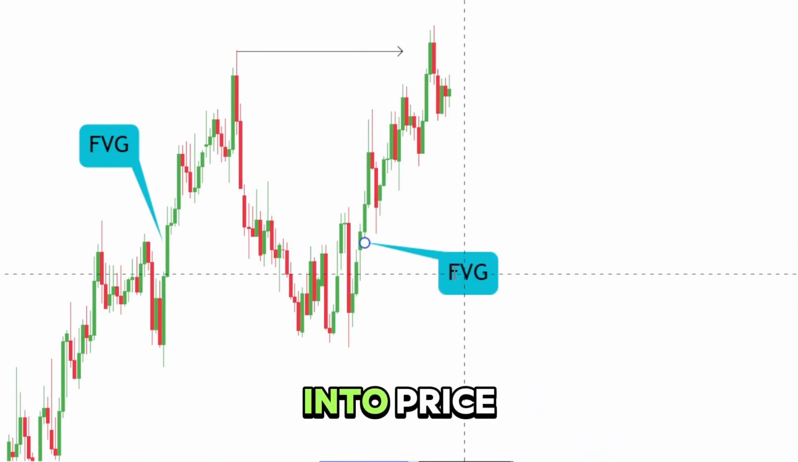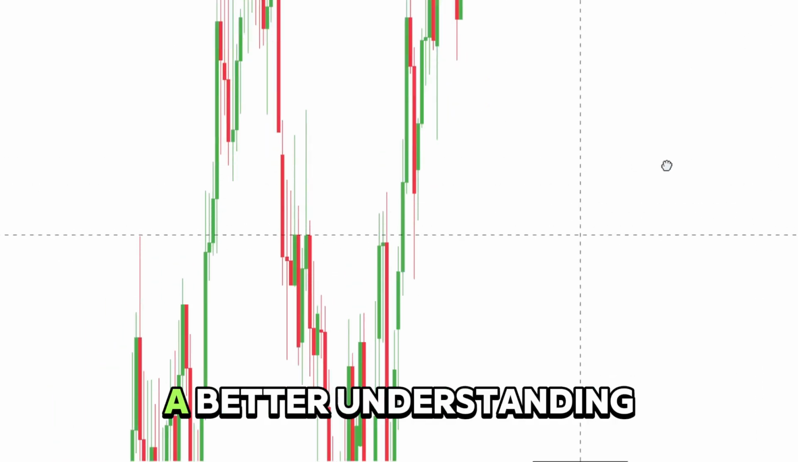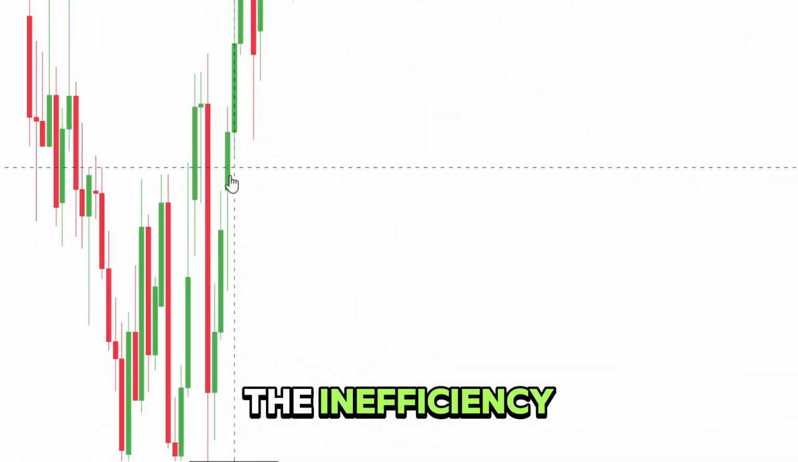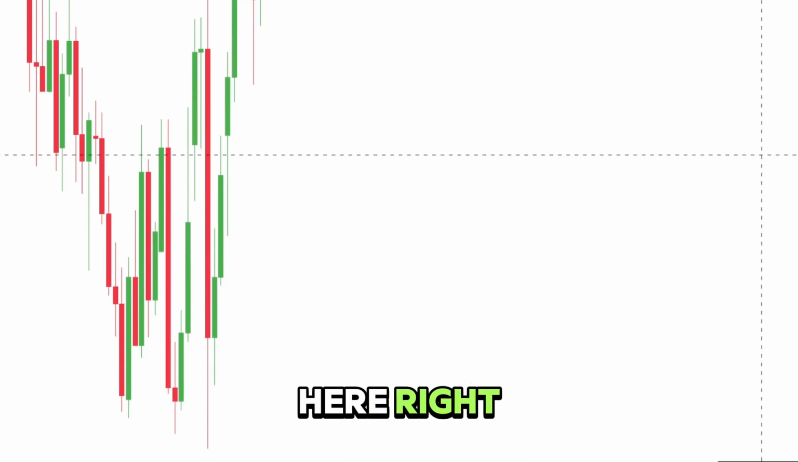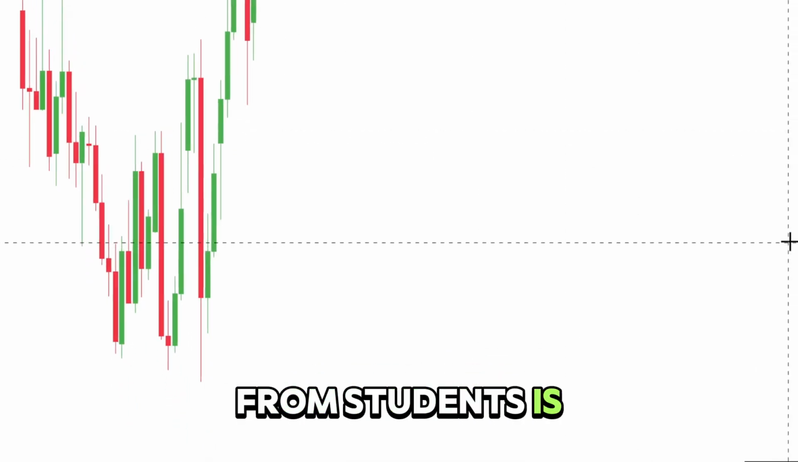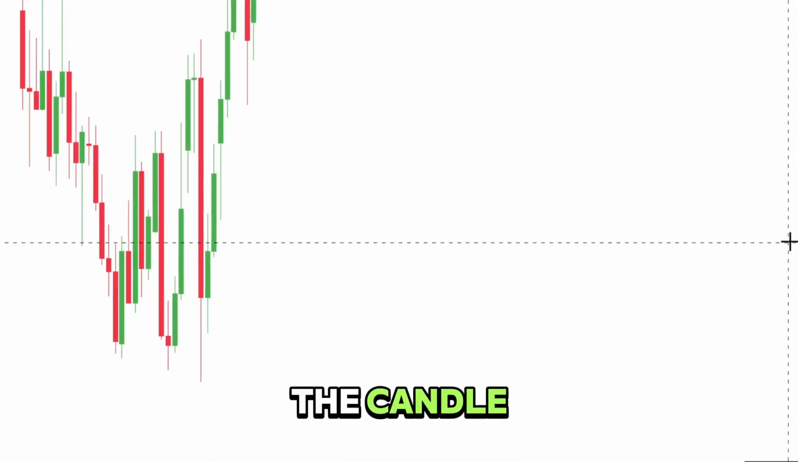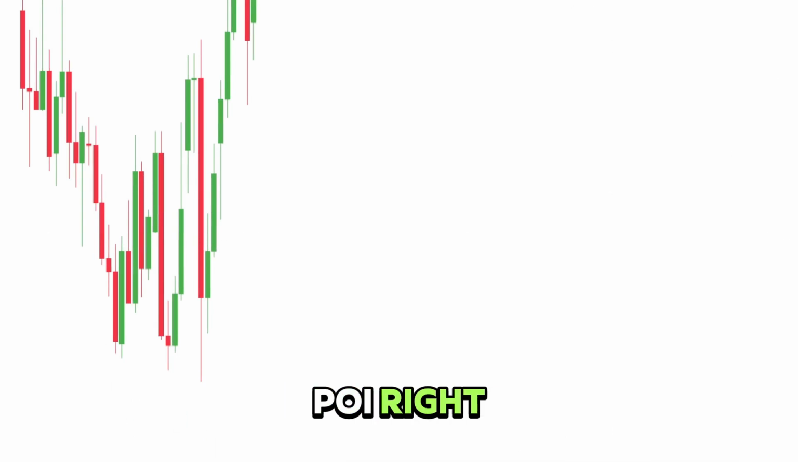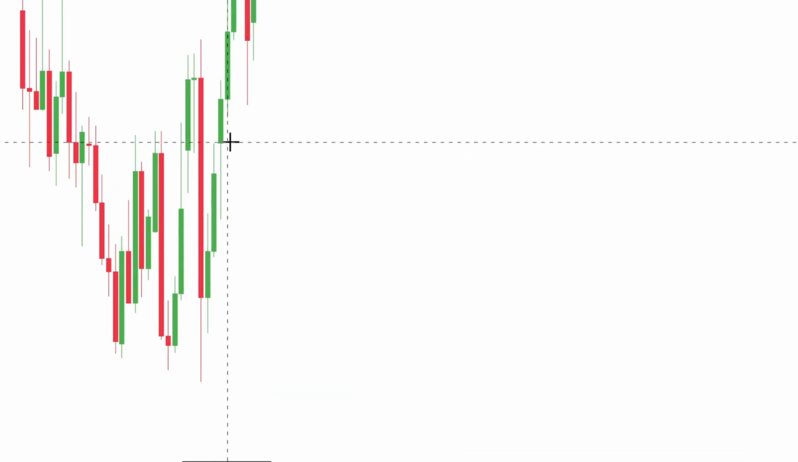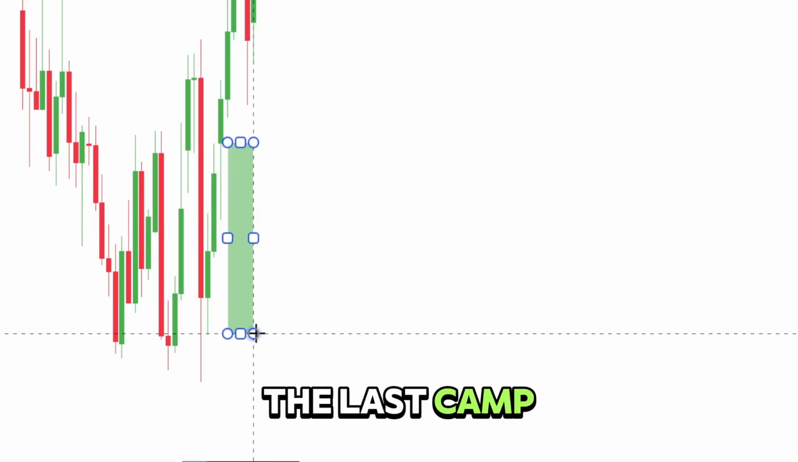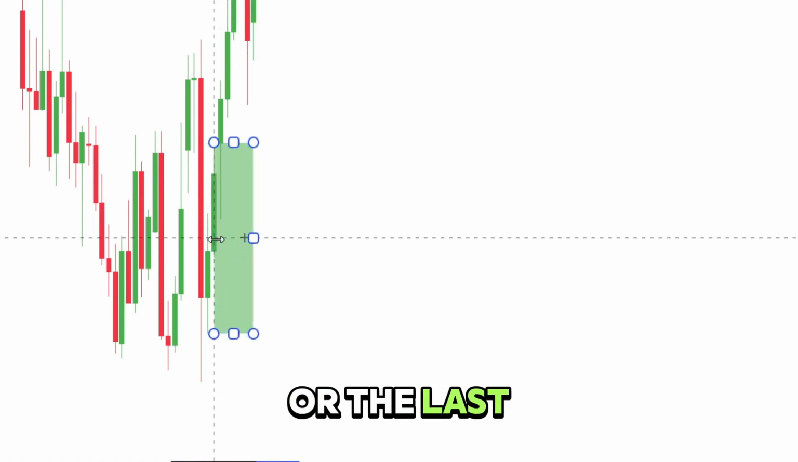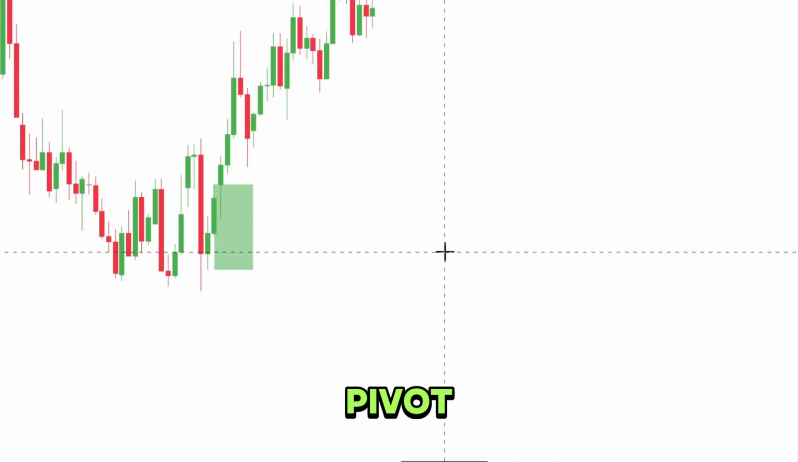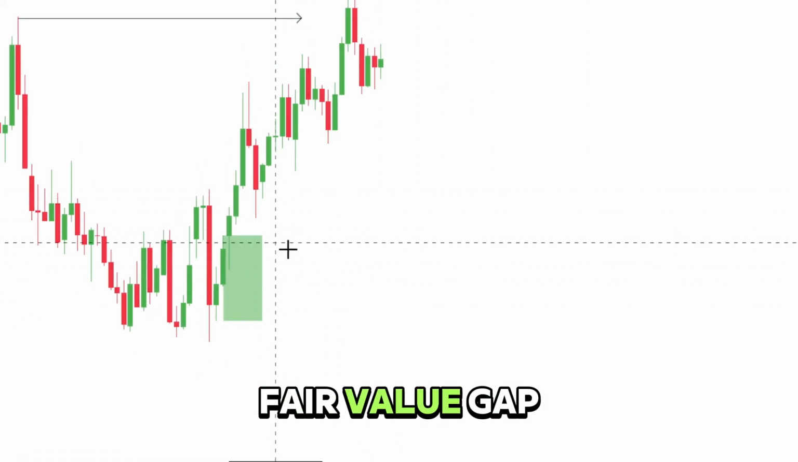So if I were to zoom into price, people can get a better understanding of the inefficiency. We see an inefficiency just over here. And a question I often get from students is, how do I actually mark out the candle responsible for the POI, the bullish POI? Now, what you want to do is look at the last candle, or the last area, or the last wick, or the last range or pivot, bit of a mouthful, before the fair value gap itself.